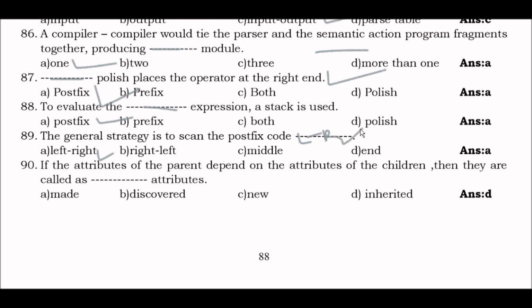Next question. The general strategy is to scan the postfix code. Option A, left to right. The general strategy is to scan the postfix code left to right. Okay. Next question. If the attributes of the parent depend on the attributes of the children, then they are called blank space attributes. Right answer here is option D, inherited. If the attributes of the parent depend on the attributes of the children, then they are called inherited attributes.